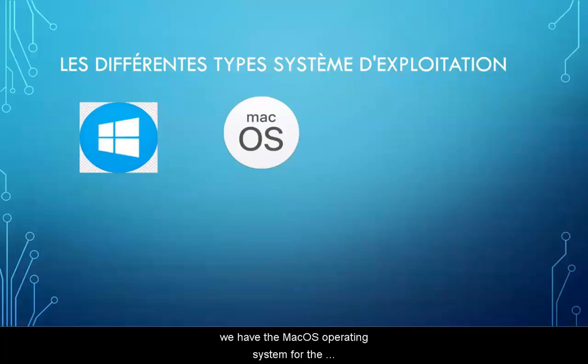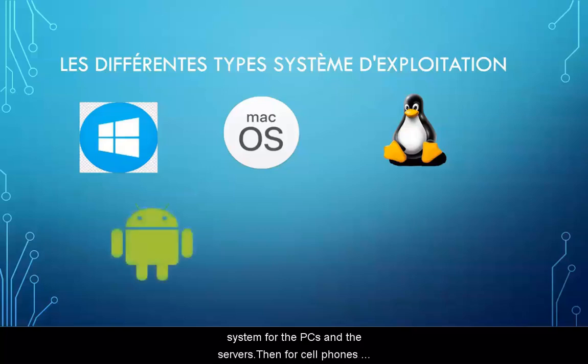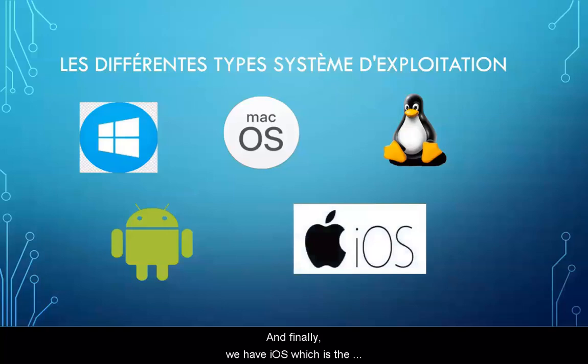We have the Mac OS operating system for the Apple computers. And we also have the Linux operating system for the PCs and the servers. Then for cell phones, for smartphones like Samsung, OnePlus, Xiaomi, we have the Android operating system. And finally, we have iOS, which is the operating system that Apple uses for its cell phones.